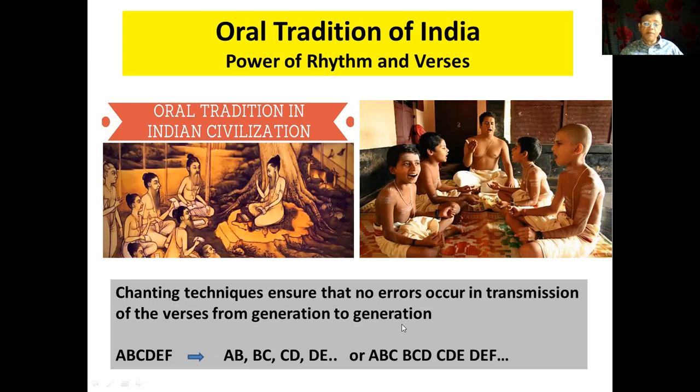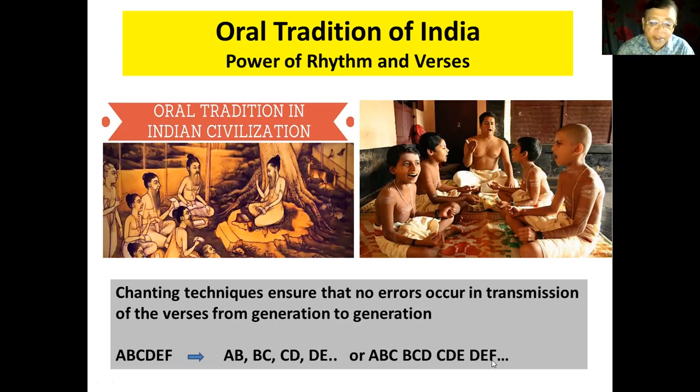This is very interesting if you look at the way they chant. For example, if you have a shloka with these 6 words, A, B, C, D, E, F, just an example here, they'll chant A, B, C, D, E, F, but then they also chant A, B, B, C, C, D, D, E, repeating one word in the next phrase. And they can also chant like A, B, C, B, C, D, C, D, E, D, E, F. All these techniques are there to learn the chanting.